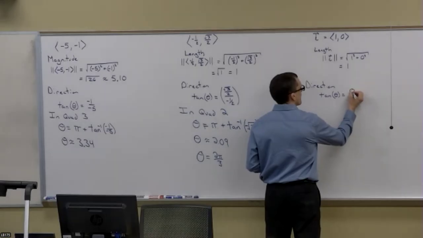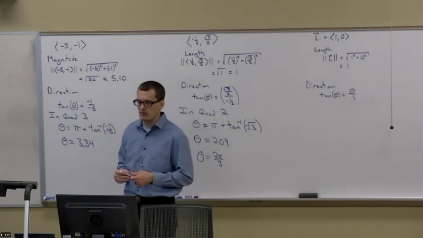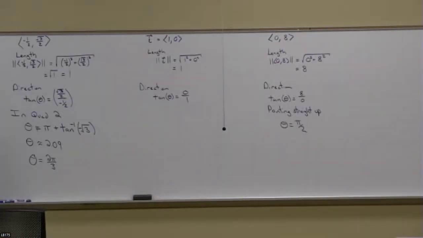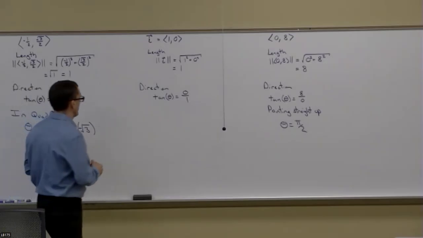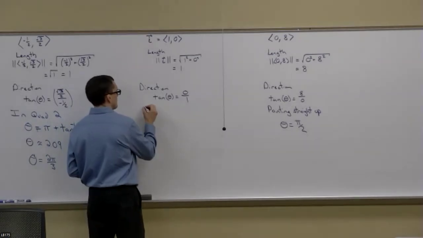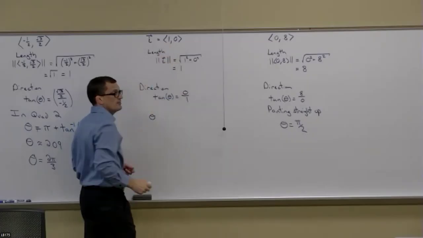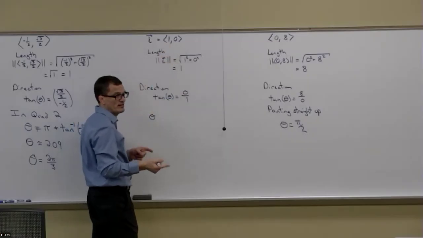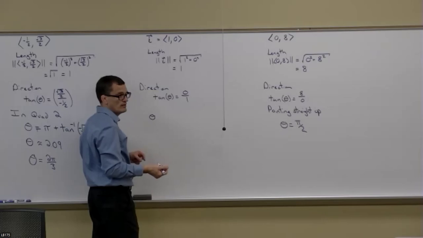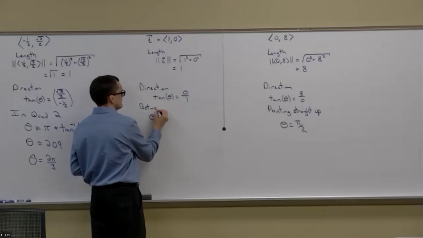Direction. Tangent of theta is 0 over 1. This, we kind of already know where it's at, but still you could do the theta. This is, by the way, this vector is along the x-axis between quadrants 4 and 1. So between quadrants 4 and 1.